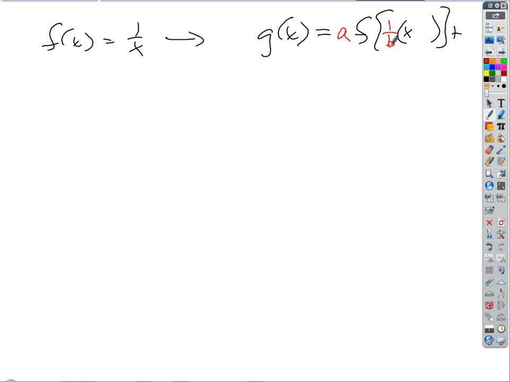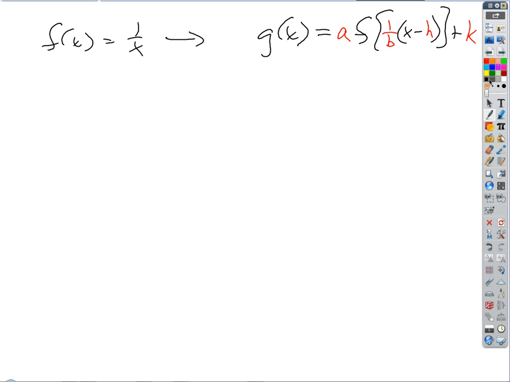Where's the H go? Angelica, where's that go? Remember? Minus H. Right, minus H. So inside here it's x minus H. And now how about the K? Right on the outside, plus K. There you go. Good. All right. So this is just totally general. Our function is 1 over x.